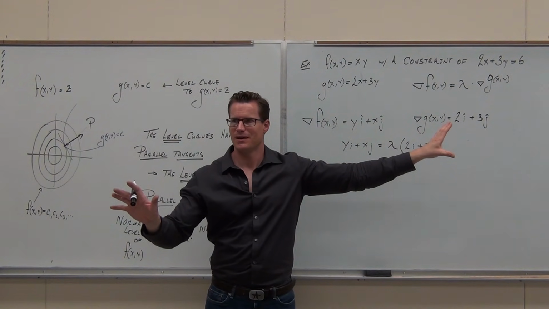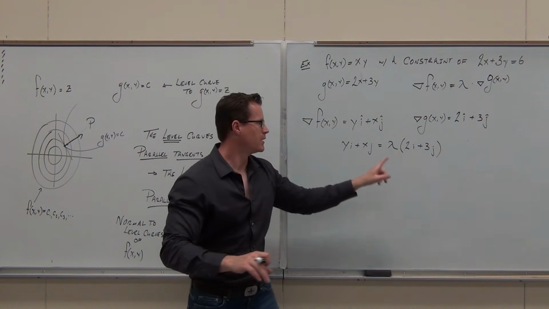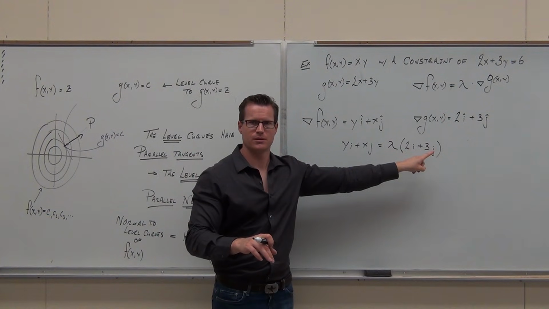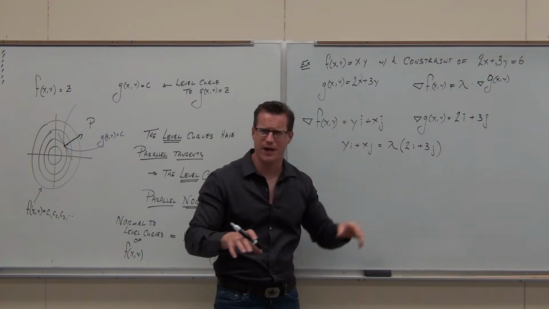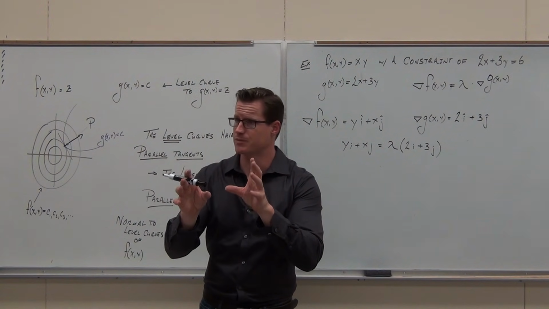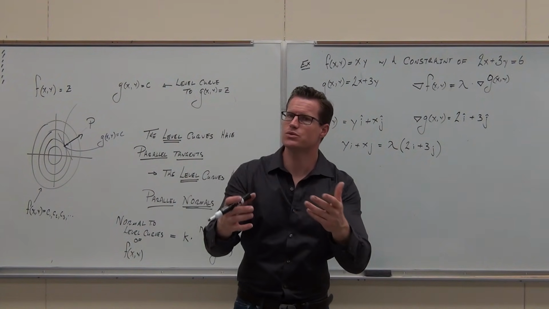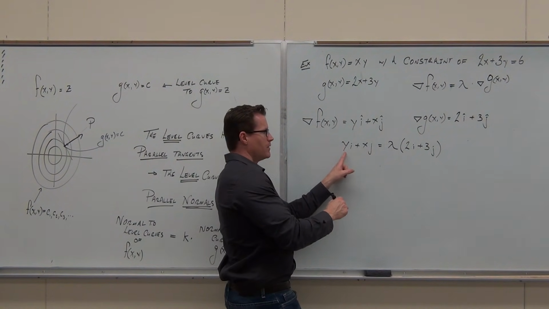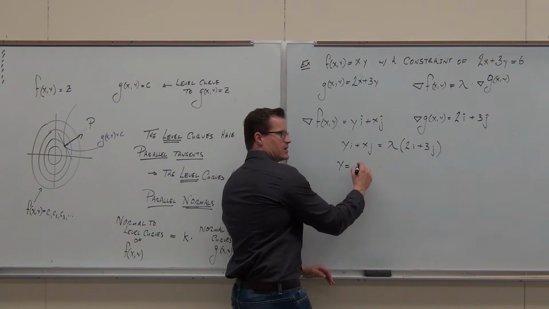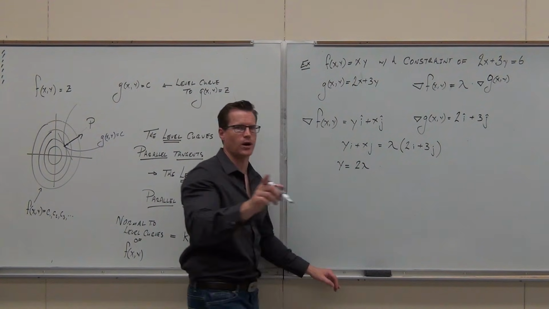You with me? Now let's use some logic here. Can you distribute the lambda? Yes. Do you understand that for two vectors to be equal, and these are for sure vectors, each component has to be equal? Yeah. So let's use that. Here's what I know. This y has to be equal to 2 lambda. Do you see why?